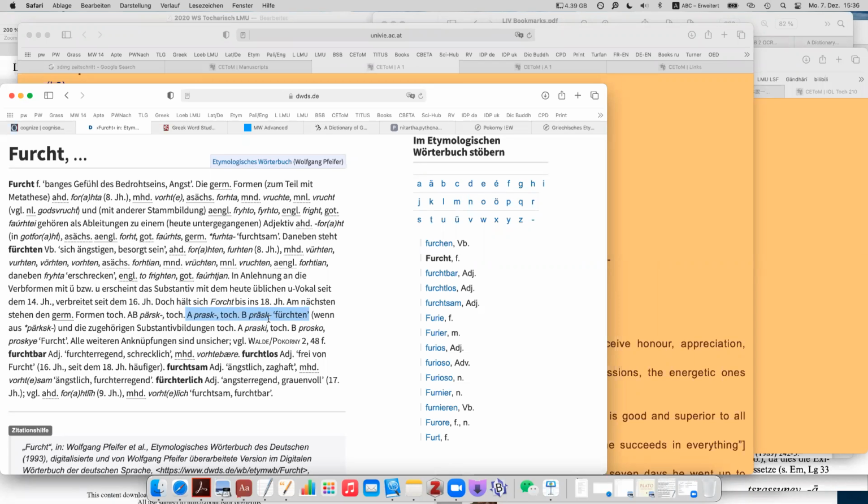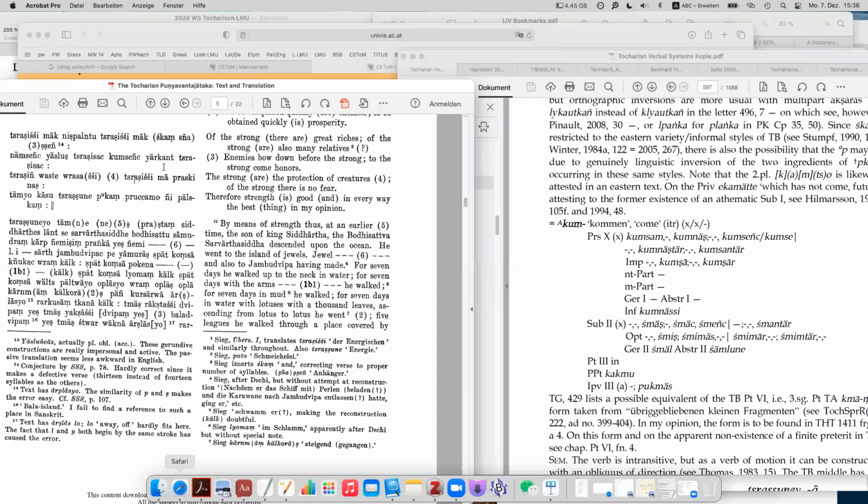The Proto-Indo-European root, I'm not sure, I didn't see it, but it's okay. You can remember that the German word Furcht is etymologically connected with the Tocharian word Plask. Find it here. Plaski, Furcht. So actually for the powerful one, there's actually no fear, okay?